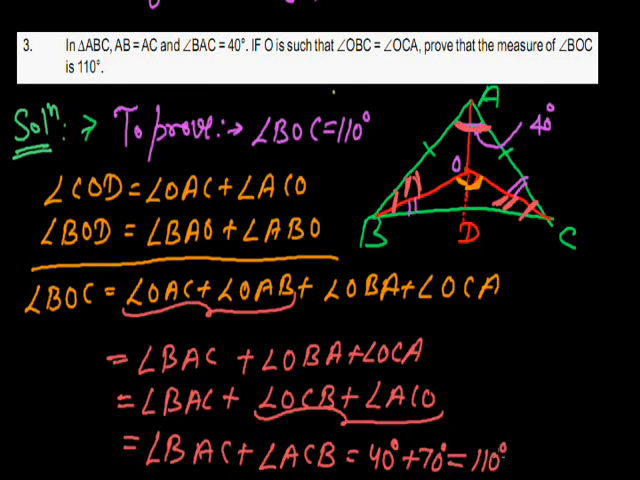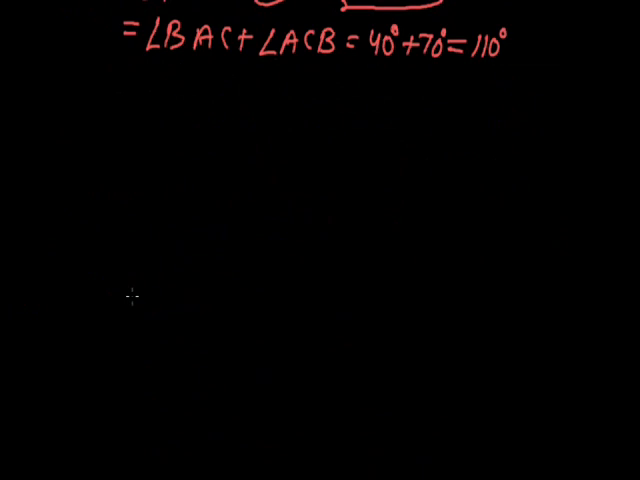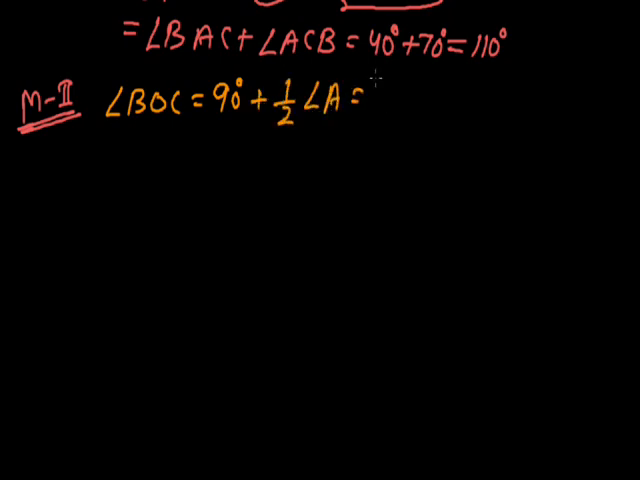Okay, so the value of angle BOC will be equal to 110 degrees. We can solve this sum by another method also. We know that angle BOC is equal to 90 degrees plus half of angle A. So the value of angle BOC may also be given as 90 plus half of 40, that is 20. So angle BOC will be equal to 90 plus 20, that is 110 degrees. That is our answer. Now let us move to our next question.